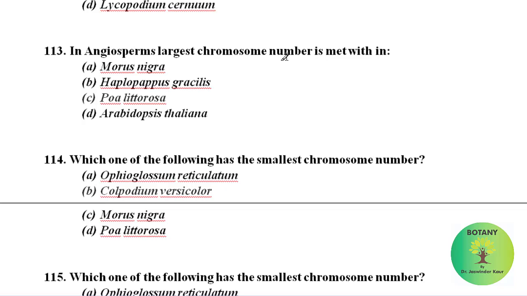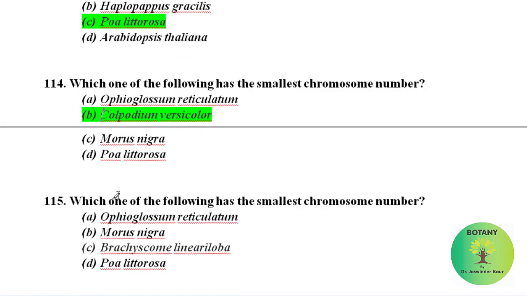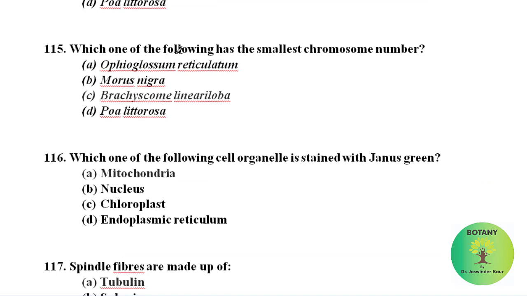In angiosperms, the largest chromosome number is present in Poa littoralis of family Poaceae. Among another set of options, the smallest chromosome number is present in Colpodium versicolor, which also belongs to family Poaceae, and its haploid chromosome number is 2. Brachyscome lineariloba also has the smallest number of chromosomes, n equals 2, and it belongs to family Asteraceae.